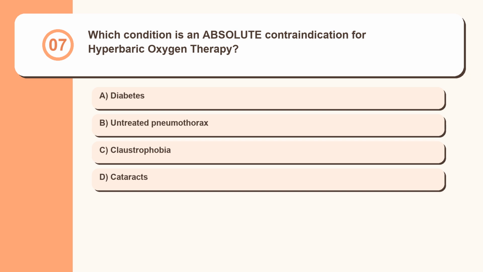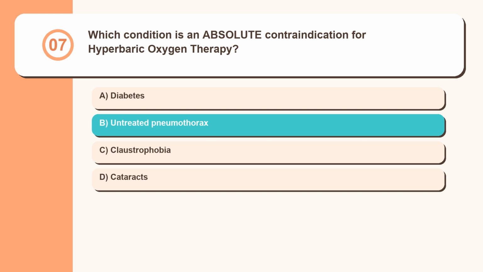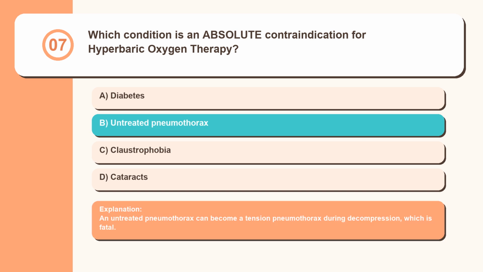Question 7. Which condition is an absolute contraindication for hyperbaric oxygen therapy? Diabetes, untreated pneumothorax, claustrophobia, cataracts. An untreated pneumothorax can become a tension pneumothorax during decompression, which is fatal.